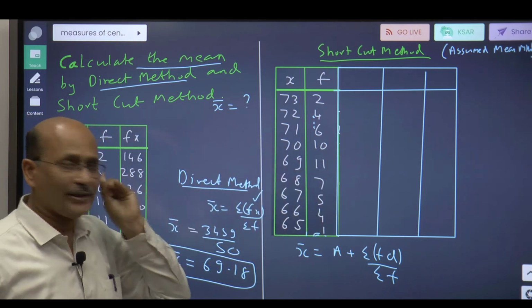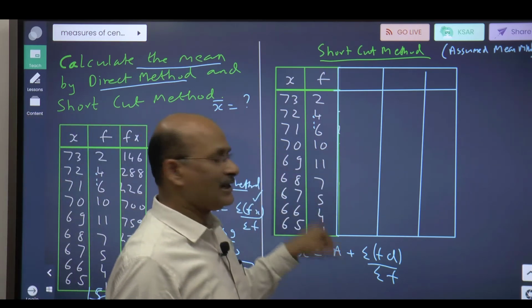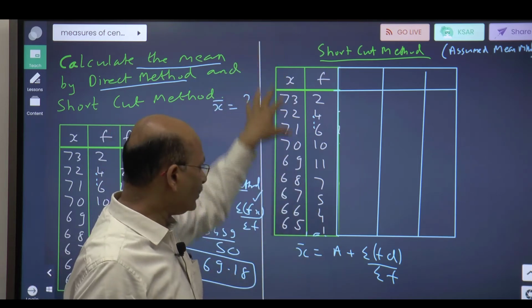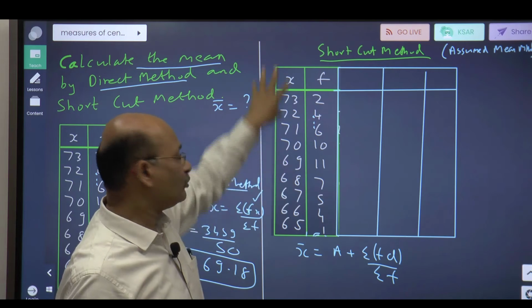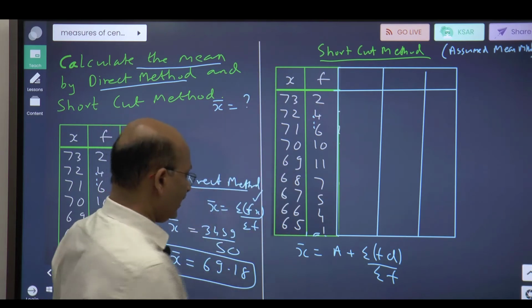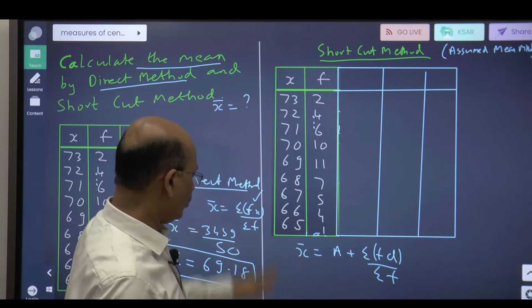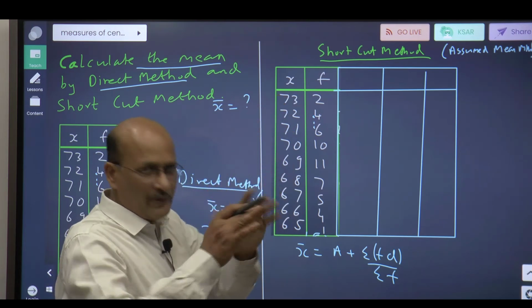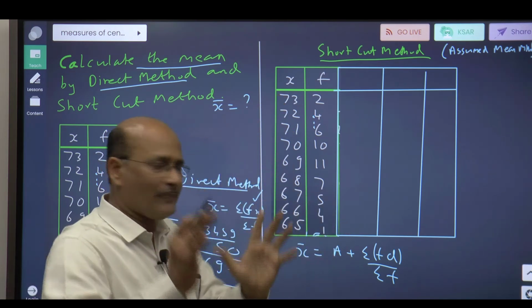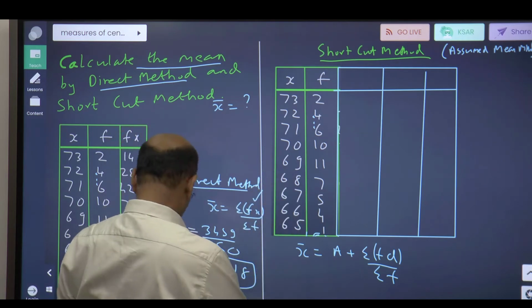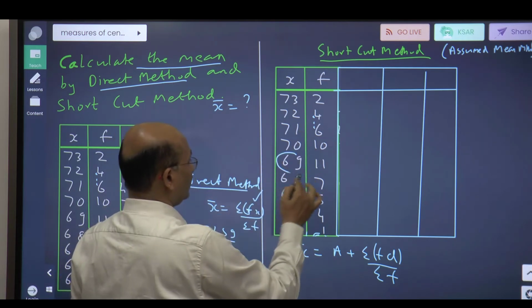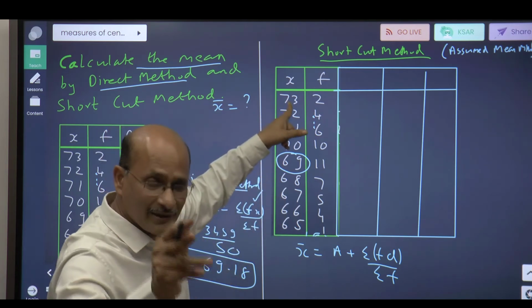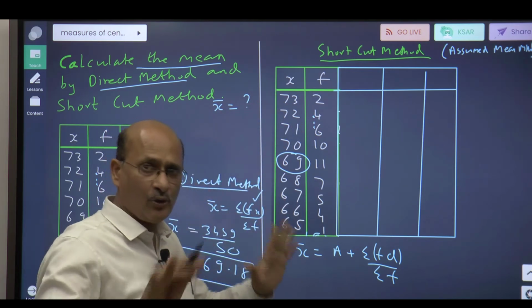Now listen, let us look at the formula first. A stands for assumed mean. I again tell you, the mean always lies among the intermediate values of x. So take the lowest value and the maximum value, and take whichever is in between. I don't want it exact, it can be approximate. So 69 I will take for the time being. You can take any number. You can take 75 as A, 73 as A, or 65 as A, no problem.